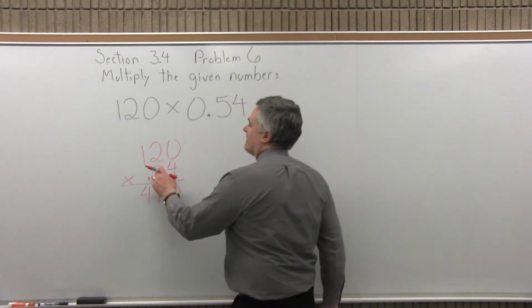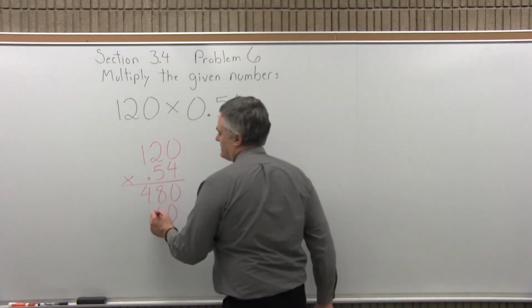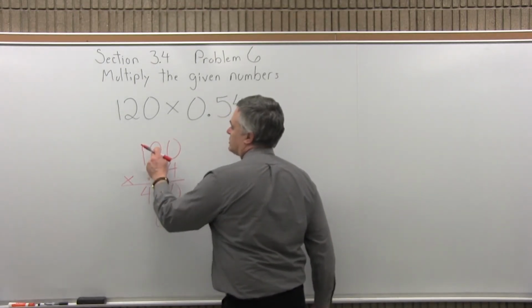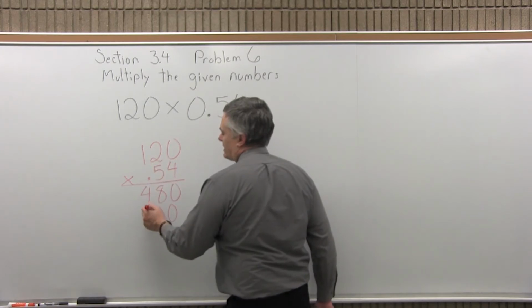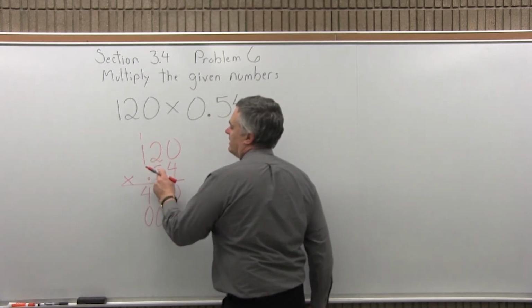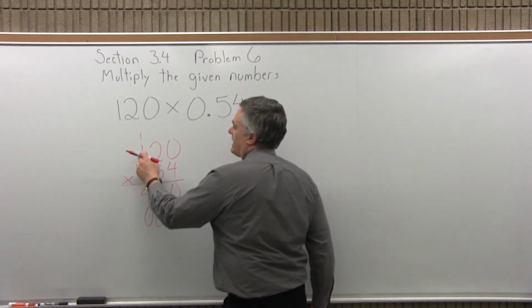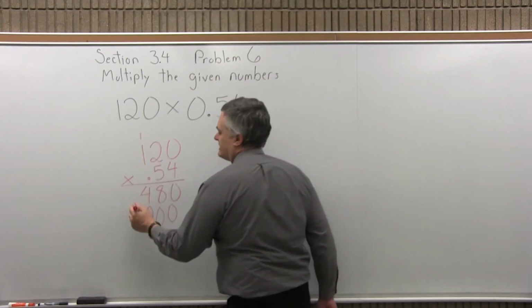And now 5 times 0 is 0. 5 times 2 is 10. So I'll write 0, carry the 1 for the 10. 5 times 1 is 5. 5 plus 1 more that you carried is 6.